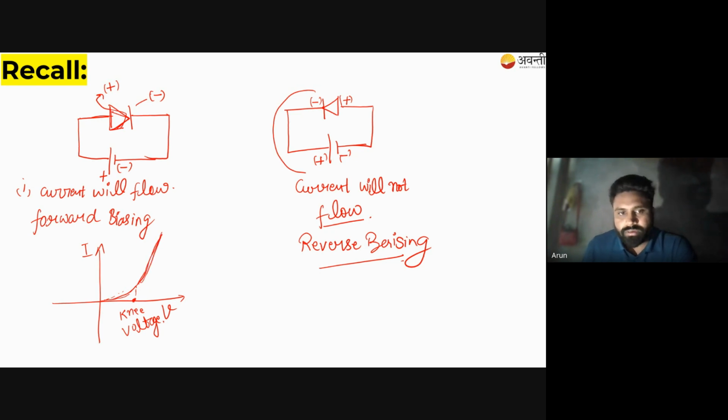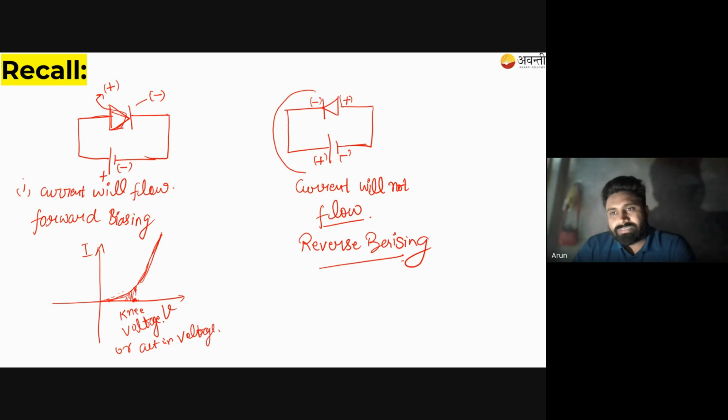Okay? Up to this point, the current that flows is very small. You can see here. But after this point, it will increase abruptly. So this voltage, after which the current shoots up in forward biasing, is termed as the knee voltage or cut-in voltage.